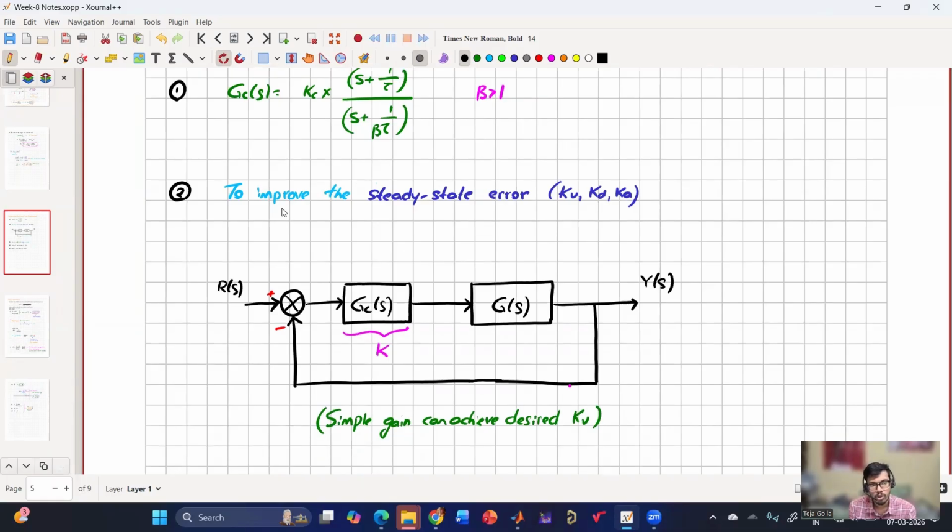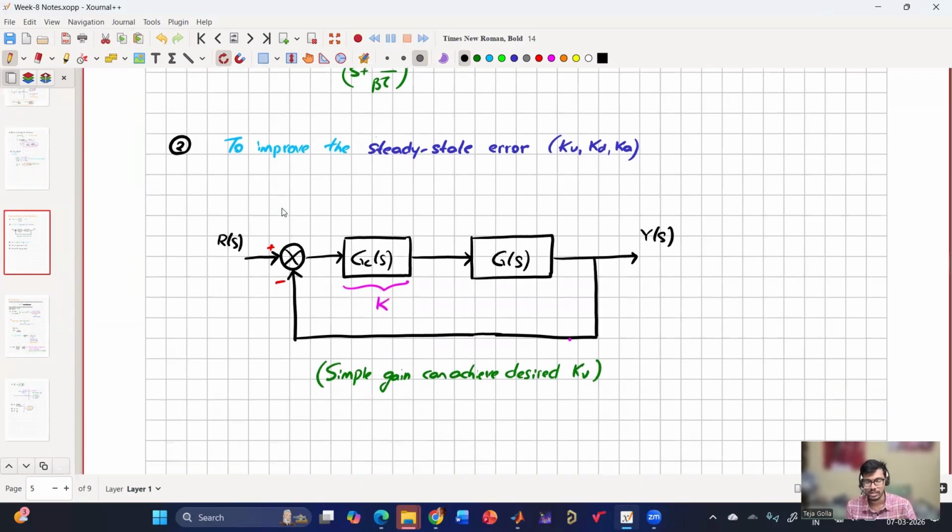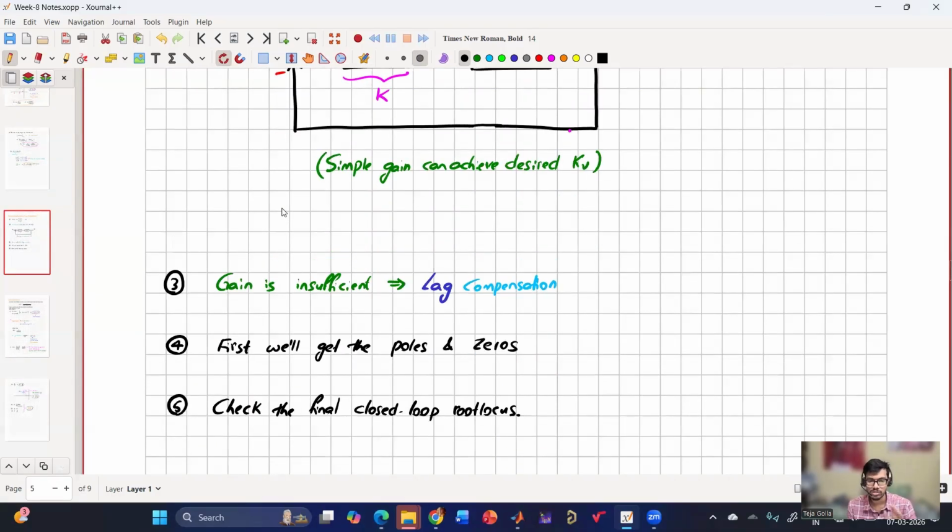And for both the cases, first we have to ensure whether a simple gain K will be sufficient or not. If it is sufficient, that will end the design. But say if it is not sufficient, then we will be designing the lag compensation. So first we'll get the poles and zeros, and then we'll check the final closed loop root locus.